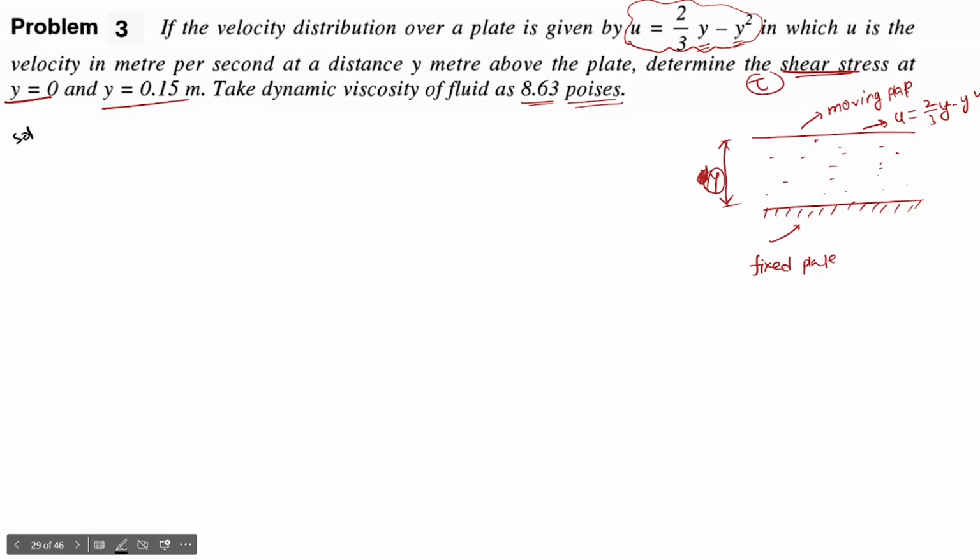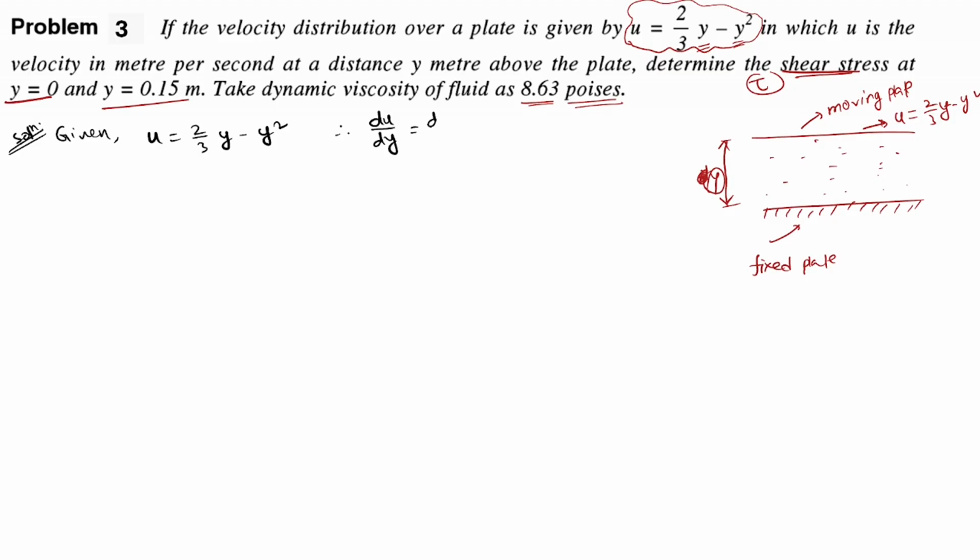So the solution. The given parameters are, at first, u is equal to 2 by 3 y minus y square. From here I can very easily find the value of du dy. As this is the velocity gradient, I can differentiate this term, u with respect to y. So du dy is equal to d dy of 2 by 3 y minus y square. If you just differentiate it, I will get 2 by 3 minus 2y. So this is the differentiation of u with respect to y. This is a complete differentiation, it's not partial.